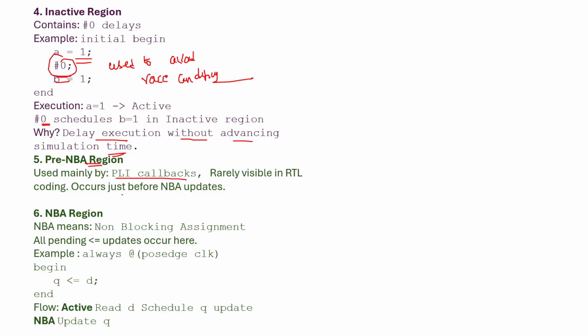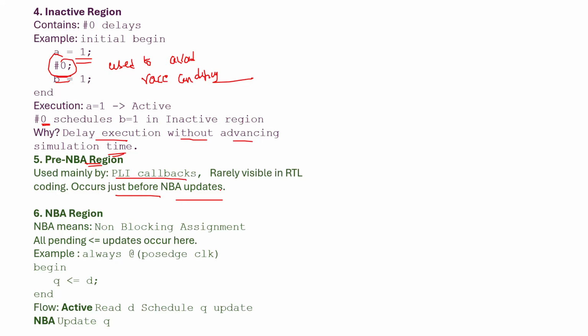So this is just before the NBA updates. Pre-NBA region means if you want to update the values in this region, like the pre-code region, that means pre-randomization and post-randomization. Before randomizing, you want to see some values, pre-randomization will take place. Then we use randomization and you want to display the randomized values. And in the post-randomization region, we are seeing the randomized values outputs.